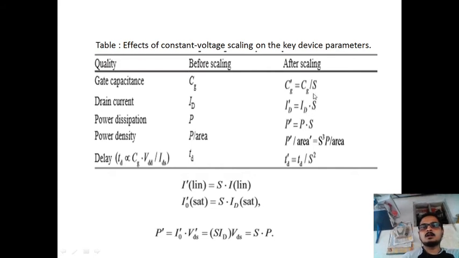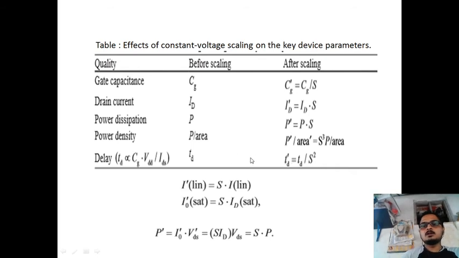See here, the drain current is not scaled. In constant field scaling, drain current is scaled. In this constant voltage scaling, drain current is not scaled. The power dissipation is also not scaled here. Then power density is also not scaled here. Then delay will be scaled.